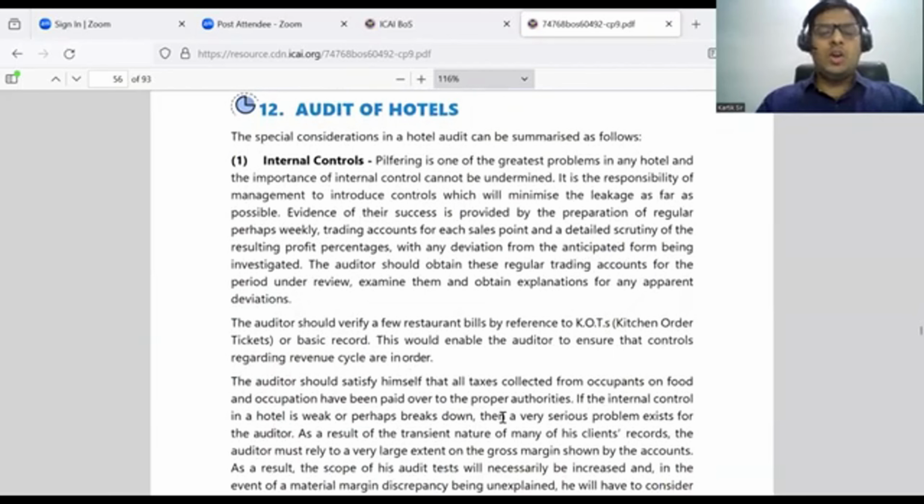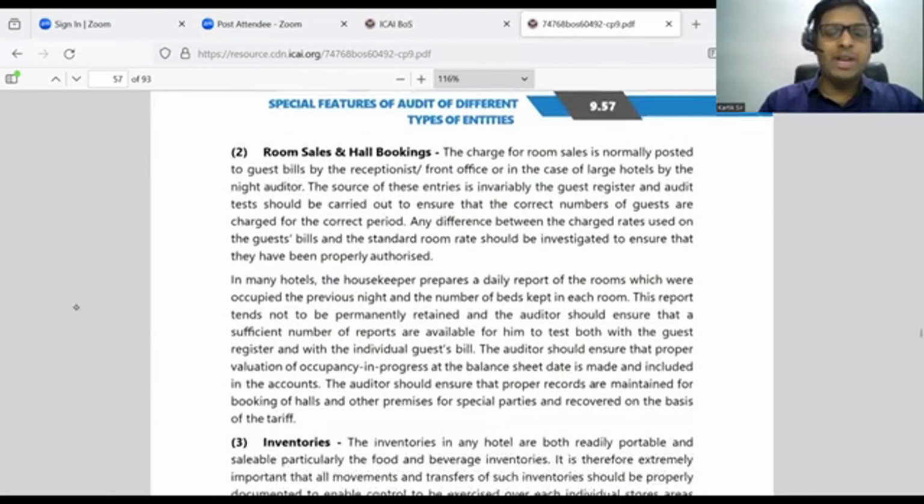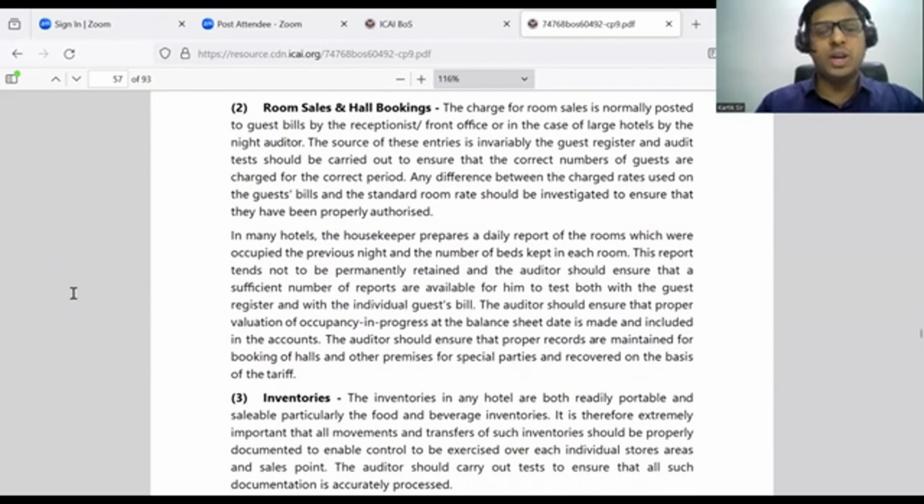ठीक है? Now, audit of hotels, we had done it in a story method. ठीक है? तो story method से अपन ने किया था, and we'll do this one by one so that it is very very easy for you to remember. ठीक है? तो यहाँ पे पहले अपन ने लिया था ये first point in our story. We took it as room sales and hall bookings को अपन ने point number 1 ले लिया था. Now इसमें I will tell the points and you have to search for it and you have to quickly underline.